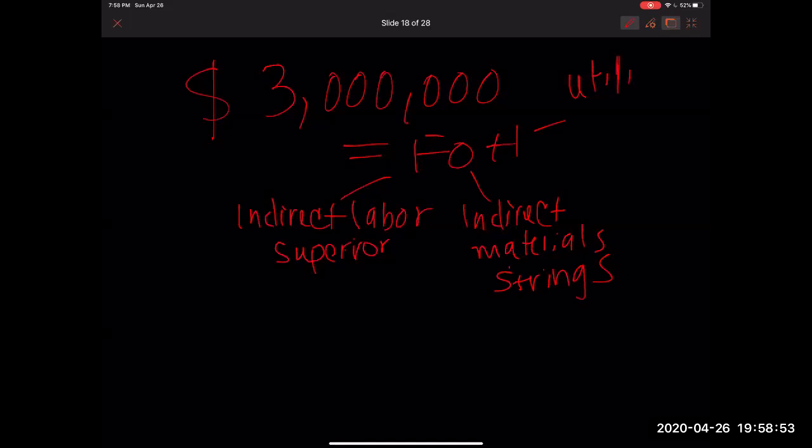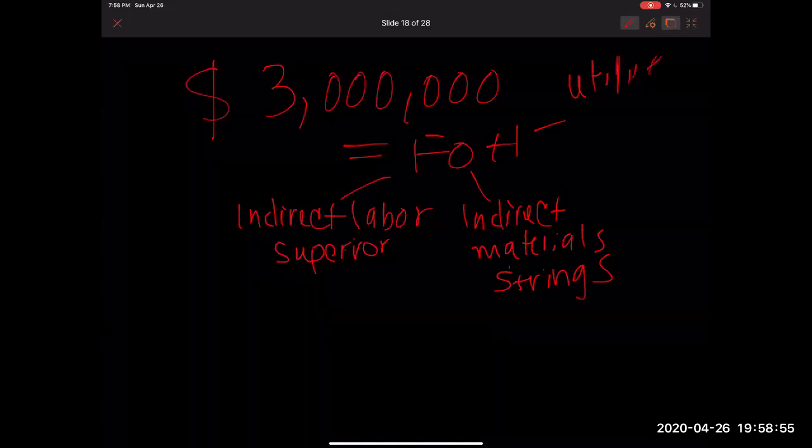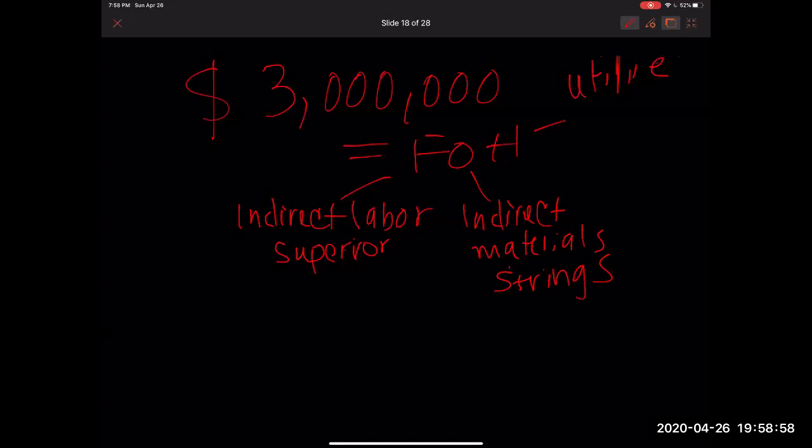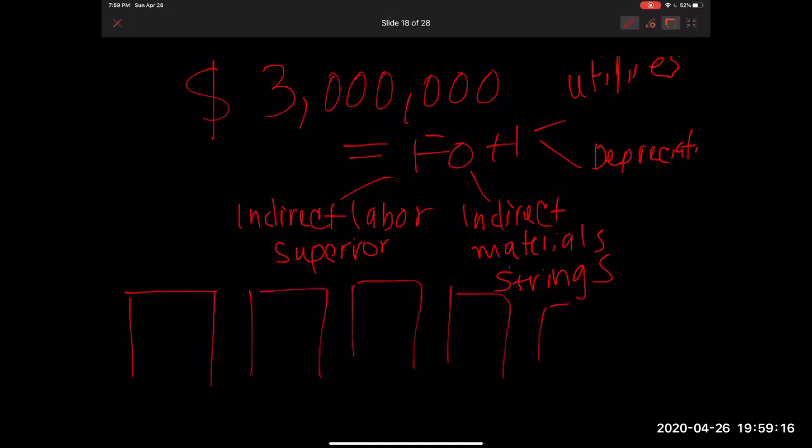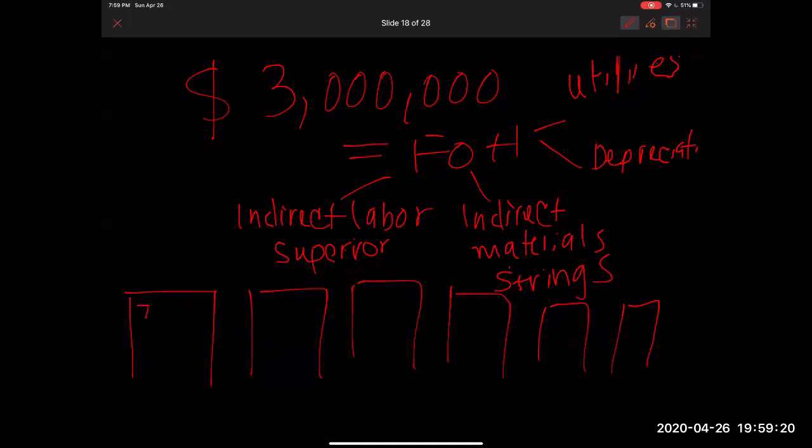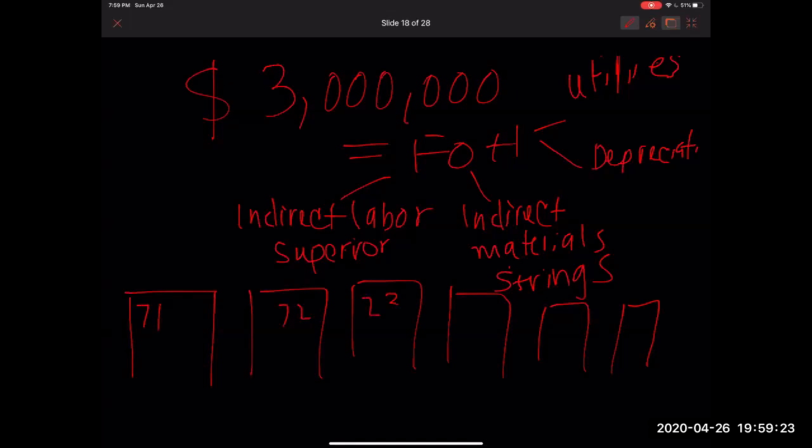Utilities, you get what I'm saying? And then we maybe also have depreciation, right? All of this for the entire year is our total factory overhead. Now remember, throughout the year you have all of these different jobs, maybe in the thousands, maybe 71, 72, 73, on and on and on.